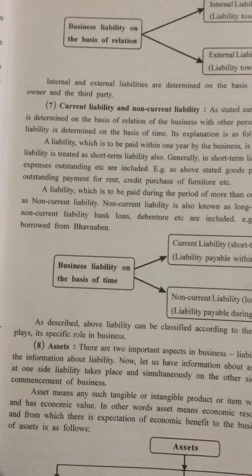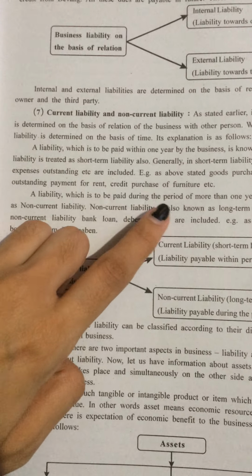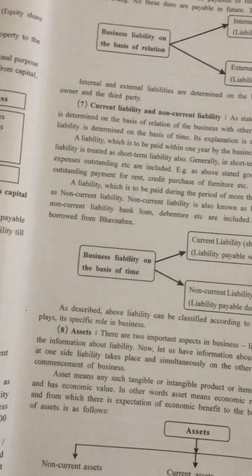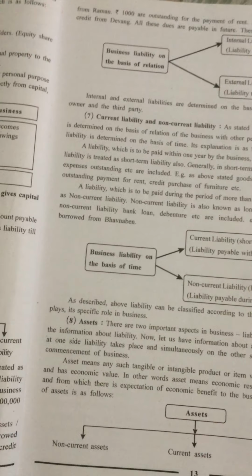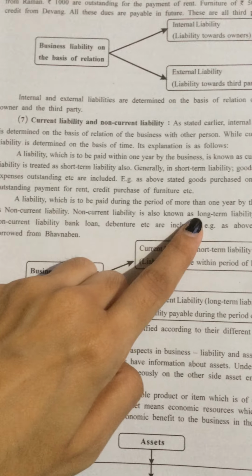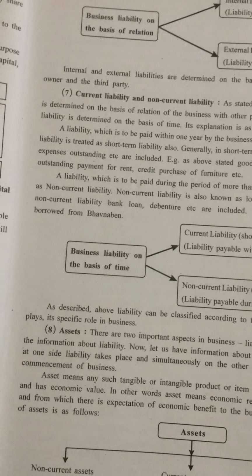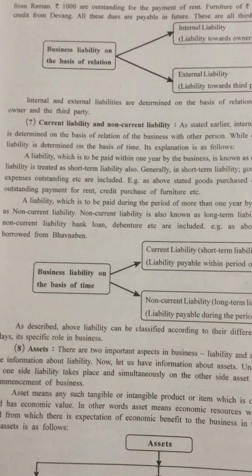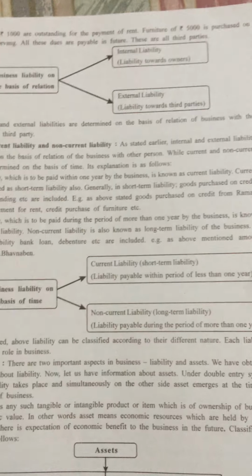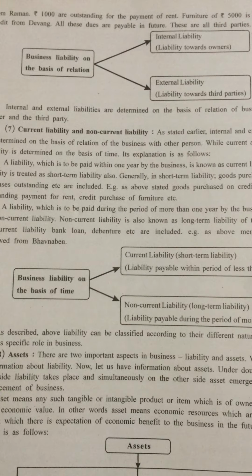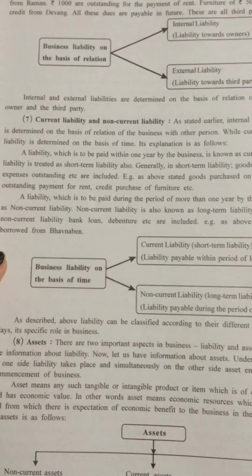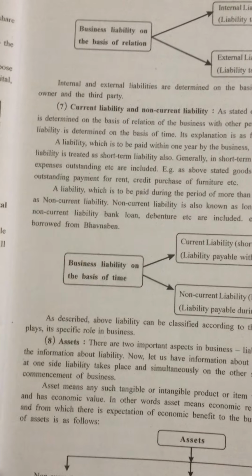Now, a liability which is to be paid during a period of more than 1 year by the business is known as non-current liability. Non-current liability is also known as long-term liability of the business. In non-current liability, bank loan, debentures, etc. are included. For example, when we were discussing internal liability and external liability, we saw the amount borrowed from Bhavna Ben.